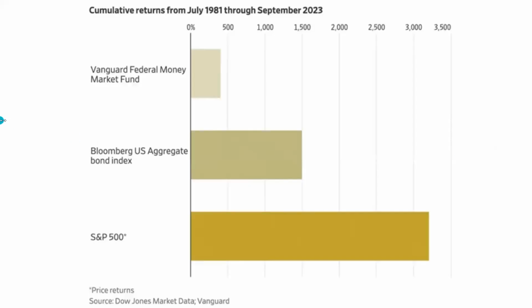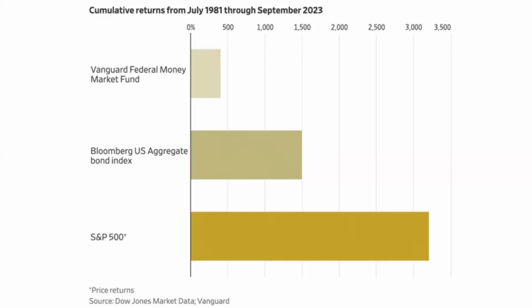Now, what are some of the things that's really driving this whole melt up theory, right? Well, if you take a look right now, we're looking at the cumulative returns from July 1981 through September 2023 of Vanguard's Federal Money Market Fund, the Bloomberg US Aggregate Bond Index, and then the S&P 500. Why am I showing this to you? Well, because people were getting 5% on money market funds, right? And people are getting 5% on cash. It's very possible that we could have hit a peak in interest rates, or we're near the peak in interest rates.